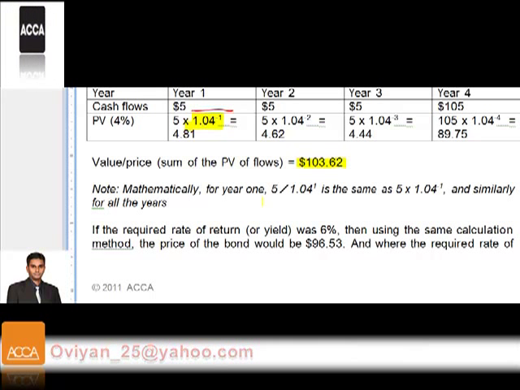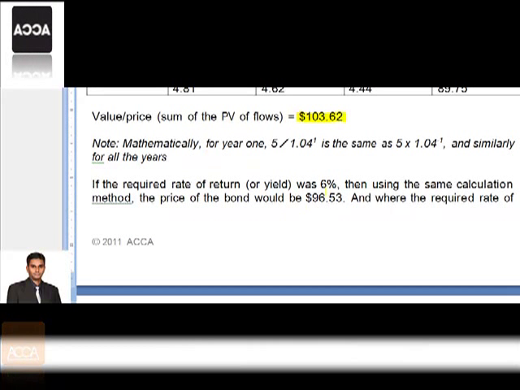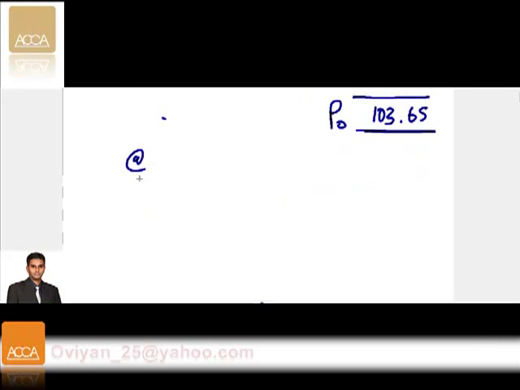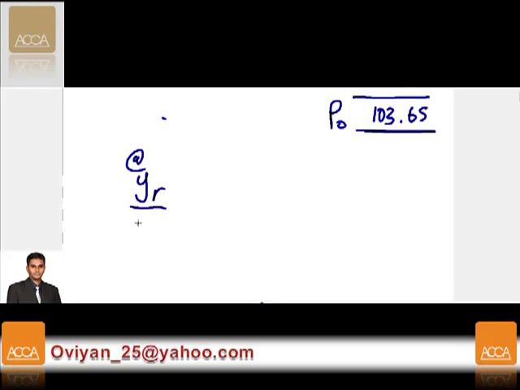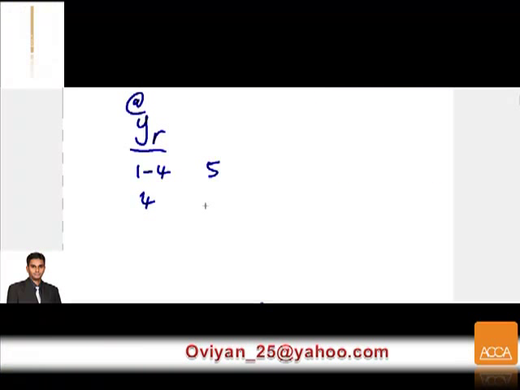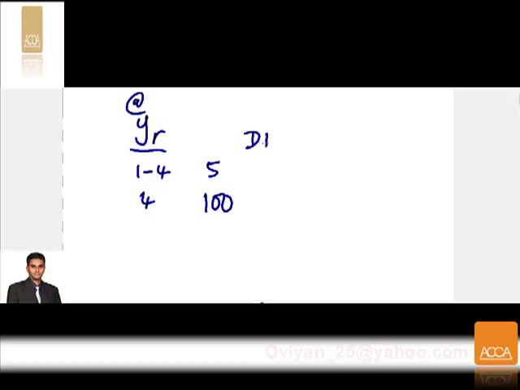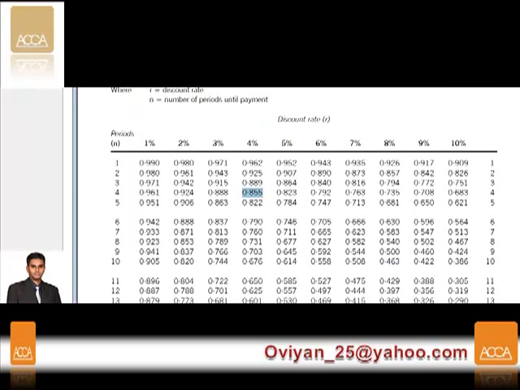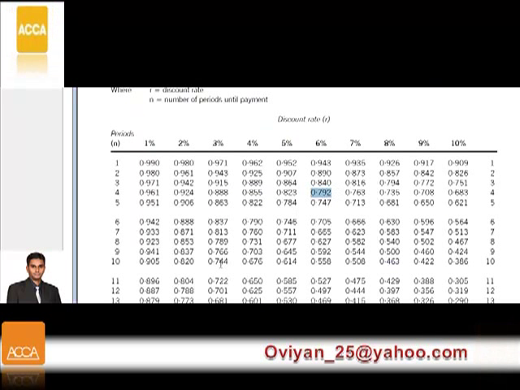Now if you go on, let's say the yield is 6%, using the same method. If the discount factor is at 6%, how will your answer be different? Well, the cash flows are still 5 and 100, but the discount factor you are going to use is 6%. Let's see the relationship here.